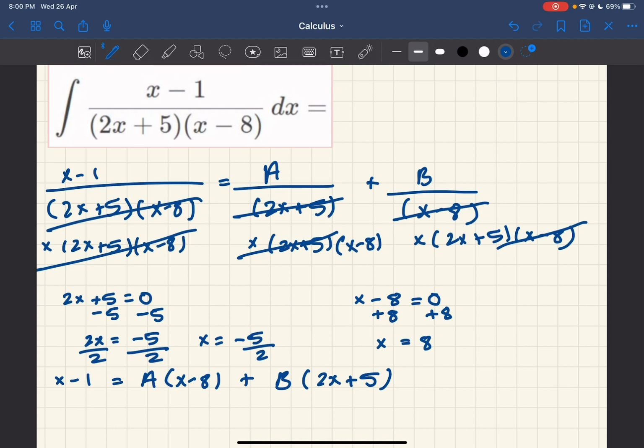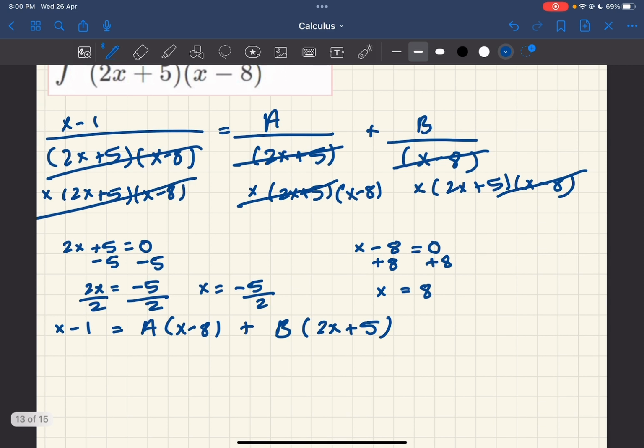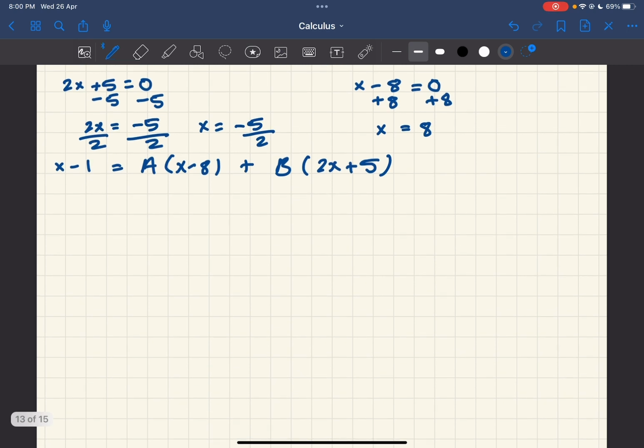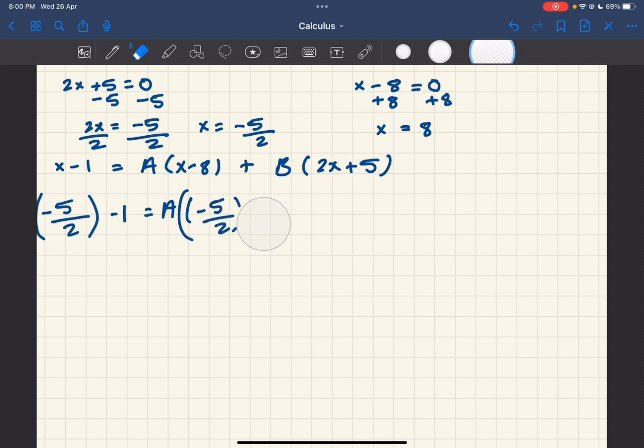Continuing on, now that we have our values for x, we want to find a and b, and we do that by first substituting the first value of x and then substituting the next value of x. So let me just do that. Instead of x, we write the first value, which is minus 5 over 2. Minus 1 equals a, then minus 5 over 2 minus 8 plus b.